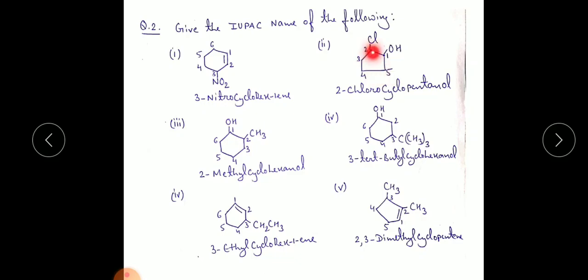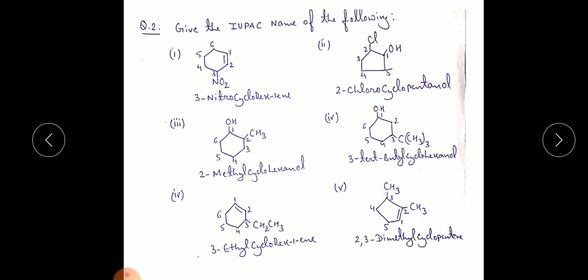So at 2 we have got chlorine, so we write it as 2-chloro, because as a substituent we write chlorine as chloro. 2-chloro cyclopentanol. Why pentanol? Because we have got 5 carbons in this cyclic chain, and OL is the alcohol. Since the position of alcohol is 1, no need to mention.